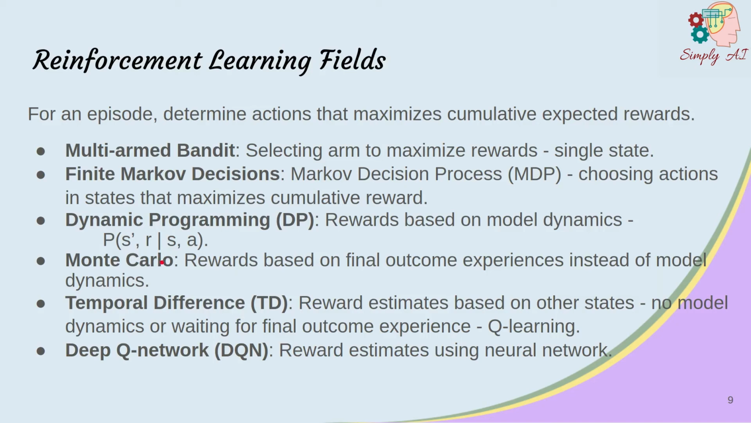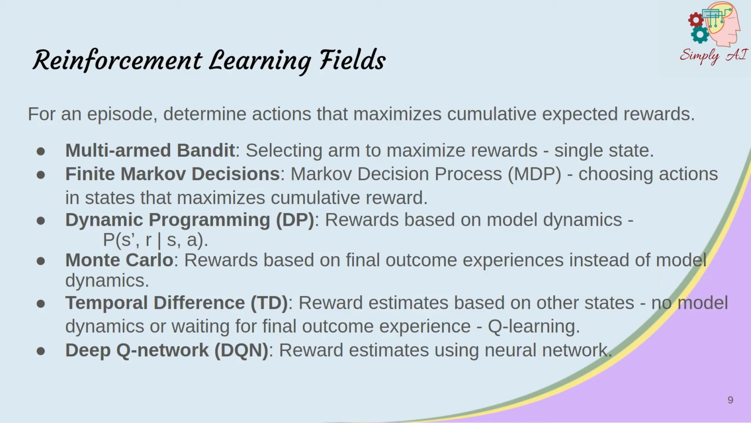Monte Carlo methods have rewards that are based on final outcome experiences instead of model dynamics. It is hard to know the expected cumulative reward for taking an action A in a state S. Monte Carlo methods solve this by simulating such action and determining the actual cumulative reward from state S to a terminal state. It can be used only in applications where you are able to easily simulate the effects of an action.